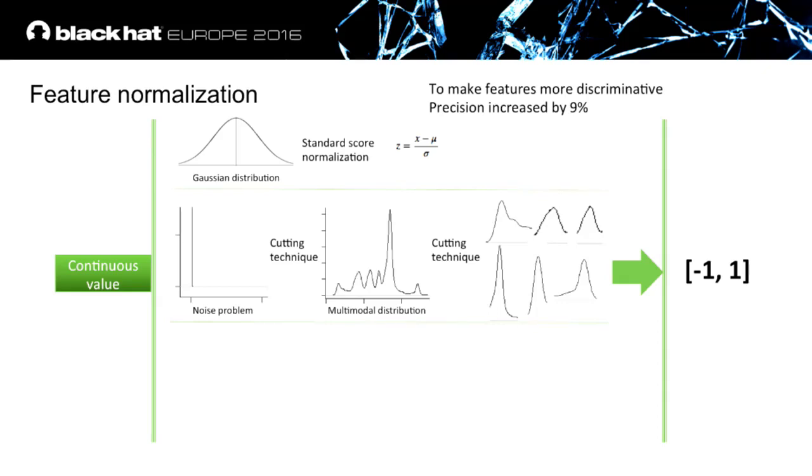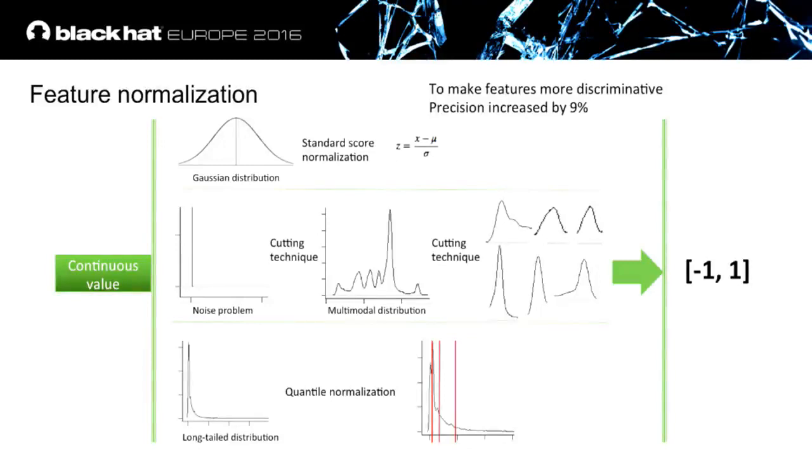Another example is the file numbers in the APK package. Its distribution looks like this. It's a long-tail distribution. For this one, we can use quantile normalization, which finds quantiles that can divide the data evenly, and then aligns each division to a closed interval between -1 and 1.